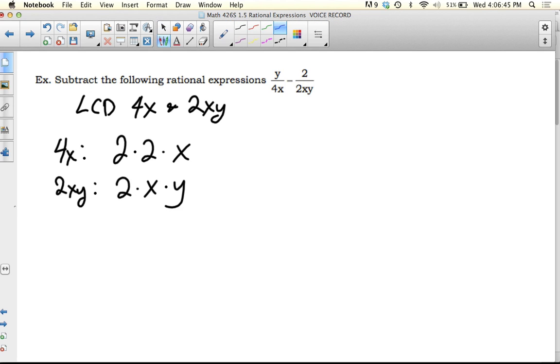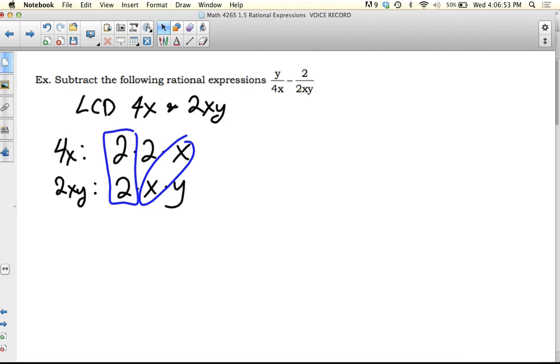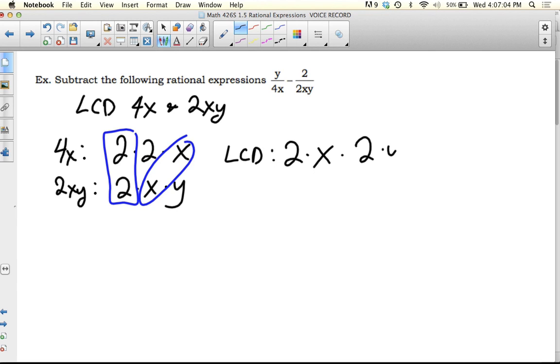So if you look here, I have a common group of 2 there. Nothing. Oh, and I also have a common x. So for my LCD, I take 1 from each group, so 2x, 1 from each group, and tack on everything else, which is a 2 and a y. So in the end, the lowest common denominator is 2 times 2, which is 4xy. Okay, so that's now my lowest common denominator.